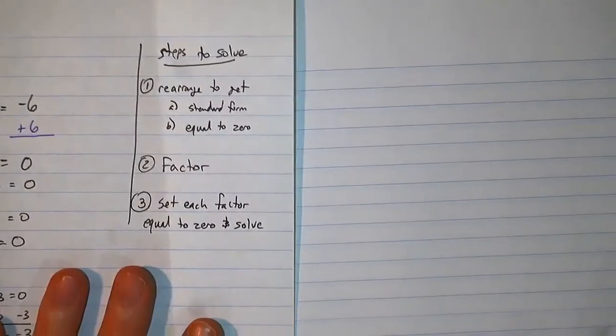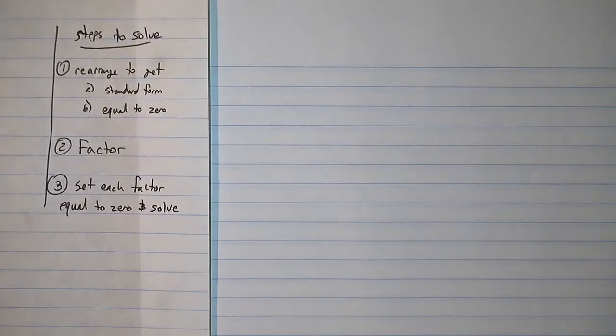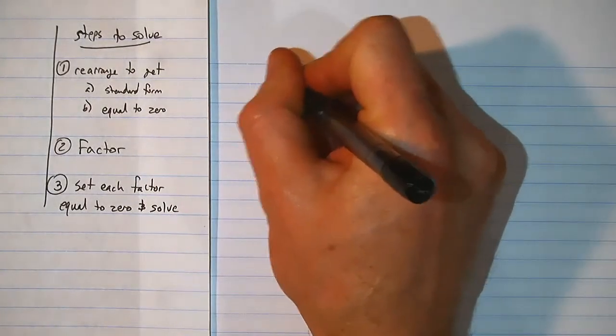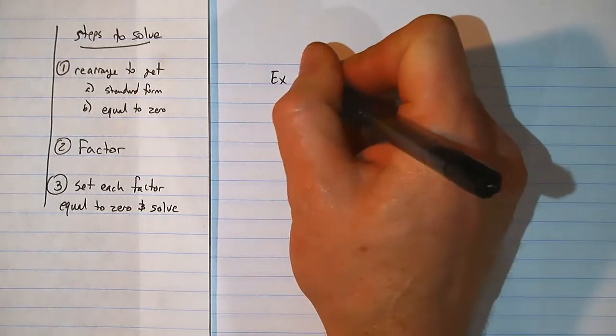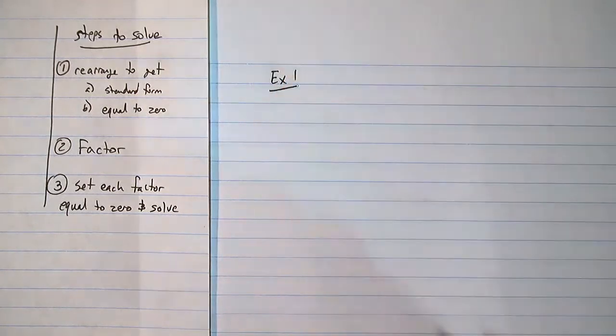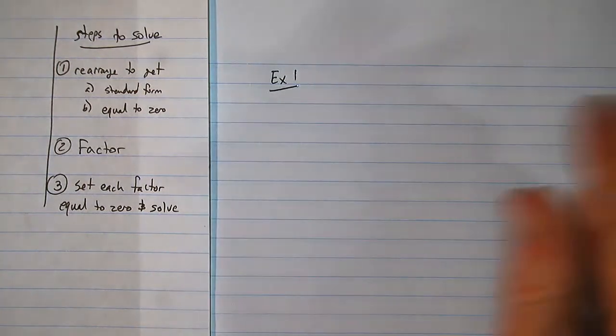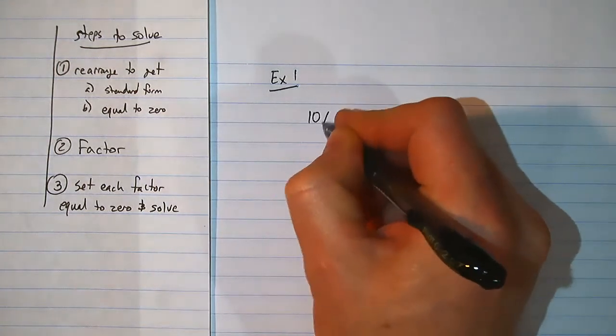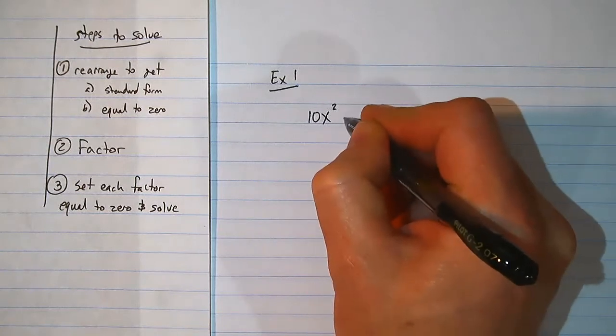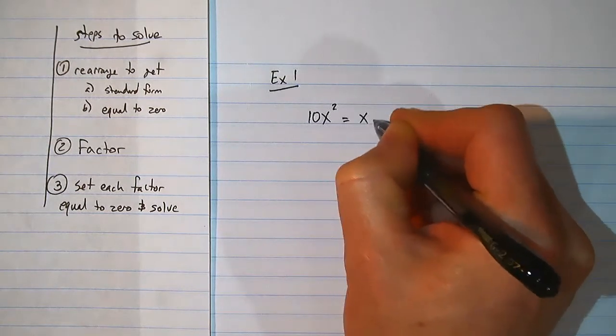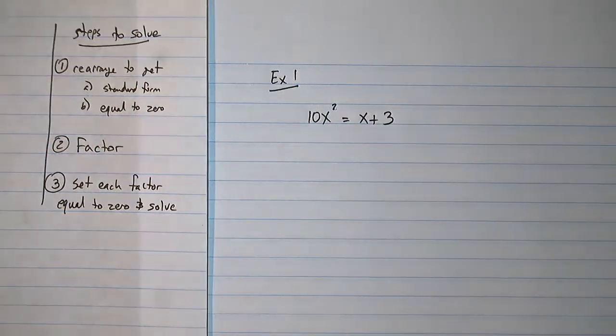In the last video, we did a couple of examples using this process. All we're going to do in this video is a few more examples. We're going to try and make them a little bit different than what we saw last time. So here is our first example for this particular video. Let's solve the equation 10x squared equals x plus 3.